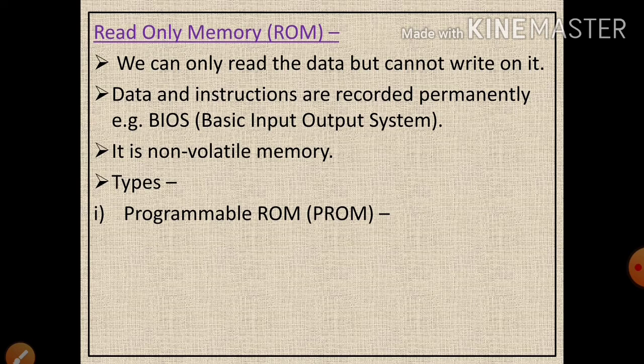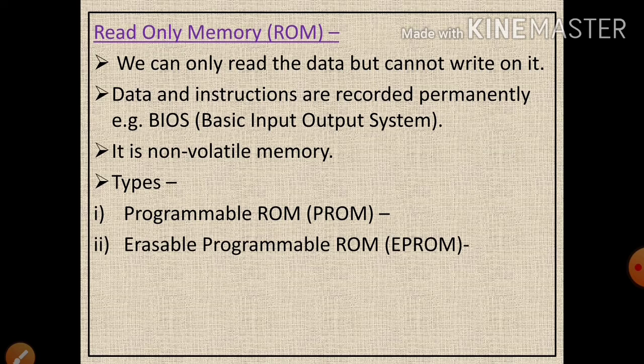The types of ROM are, first, programmable ROM, also called PROM. It is the basic ROM chip on which data is stored permanently. Microcode instructions are stored on these chips. Now some of these words are new to you, but these are computer related words. You need to remember those words.